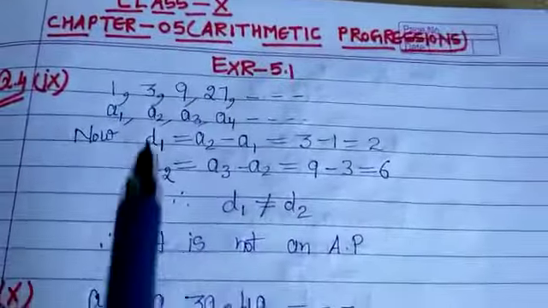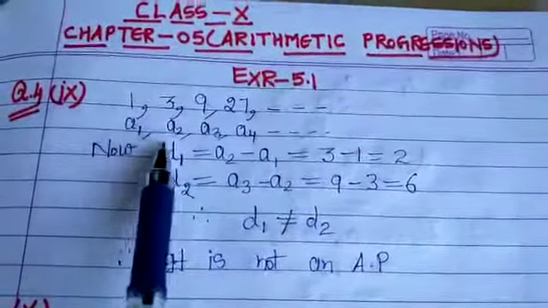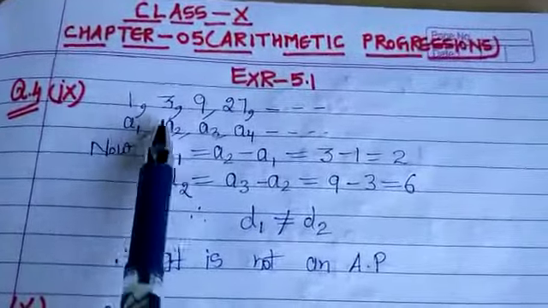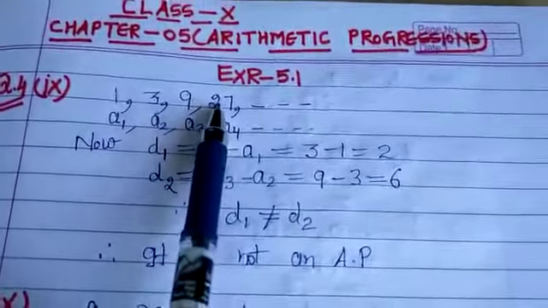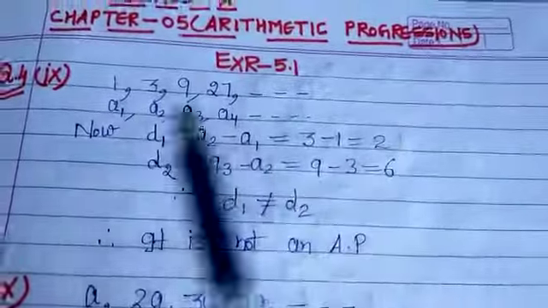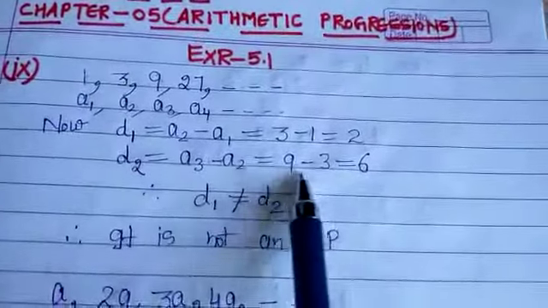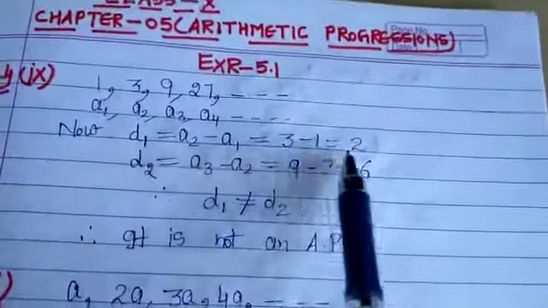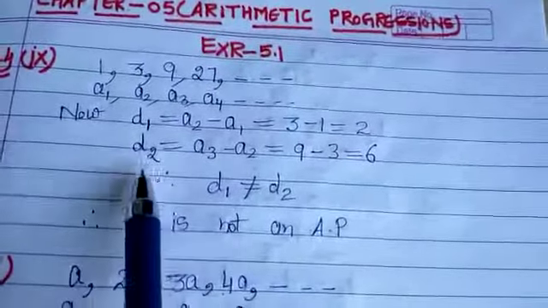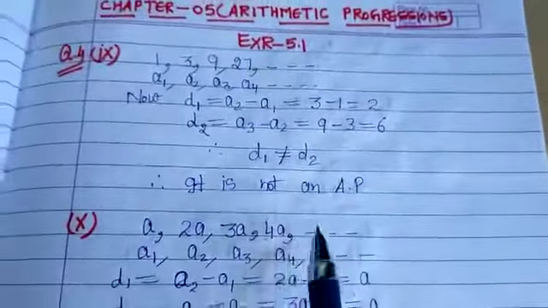So the ninth part is 1, 3, 9, 27. So the first term is 1, second term is 3, third term 9, fourth term is 27. So the difference is second term minus first term, 3 minus 1, 2. Next difference is third term minus second term, 9 minus 3, 6. So here you see the difference is not coming the same. So D1 is not equal to D2. Therefore we will say that it is not an AP.